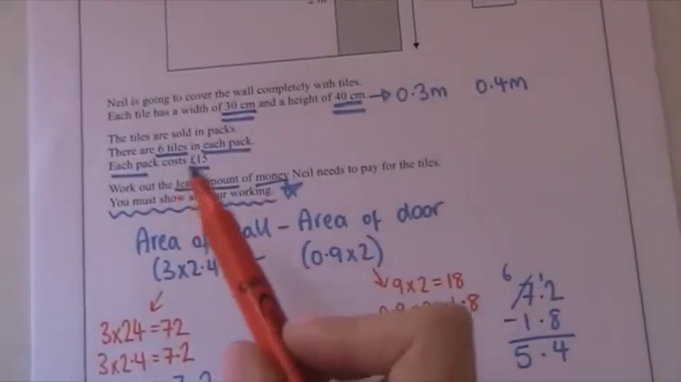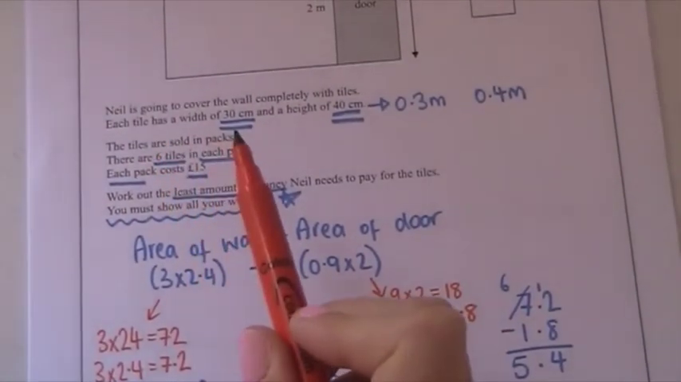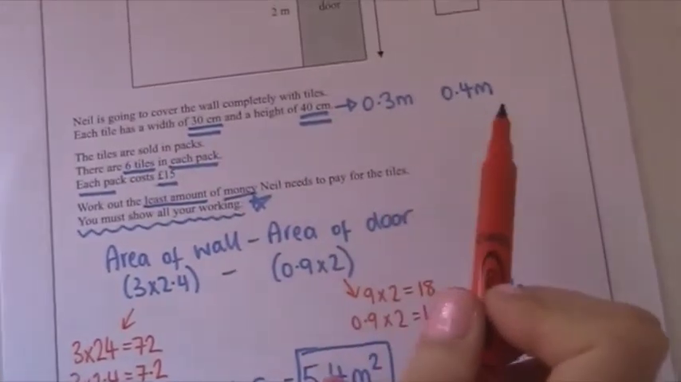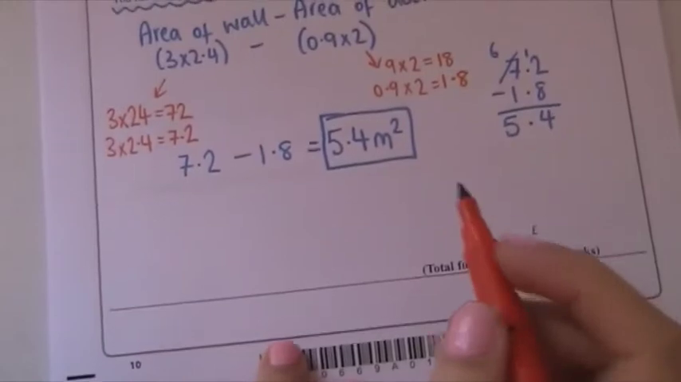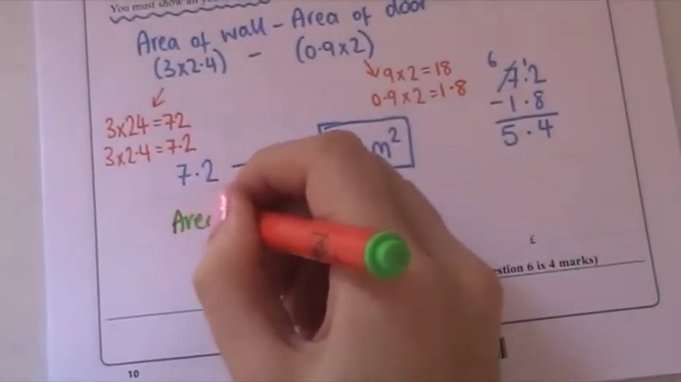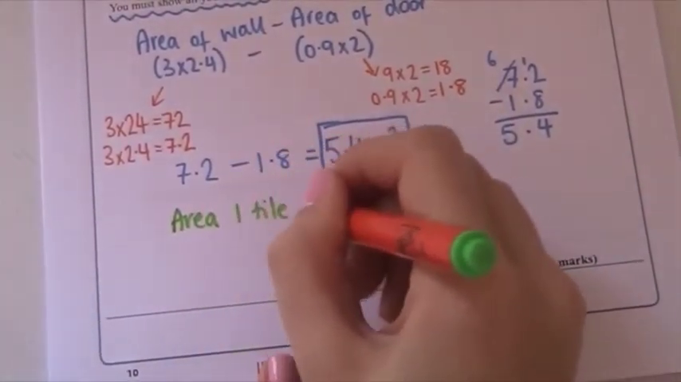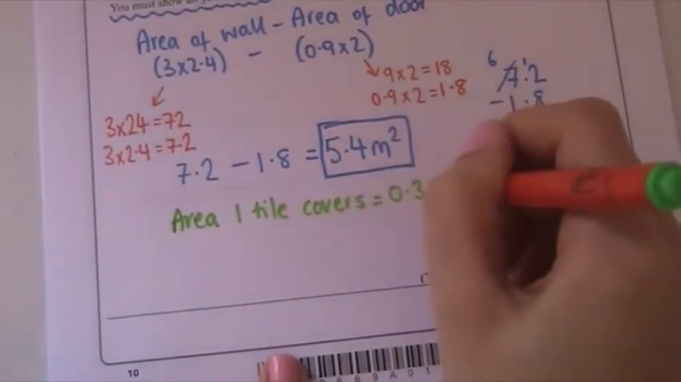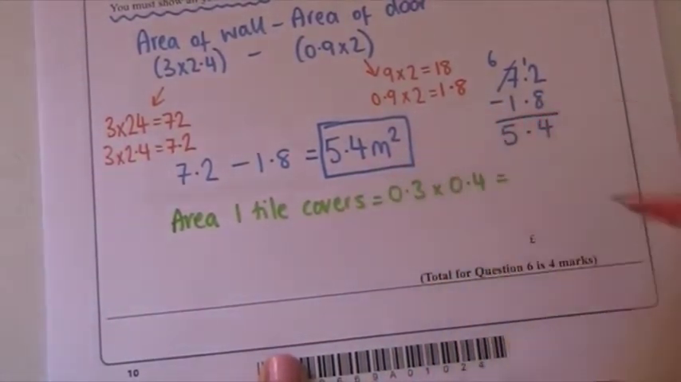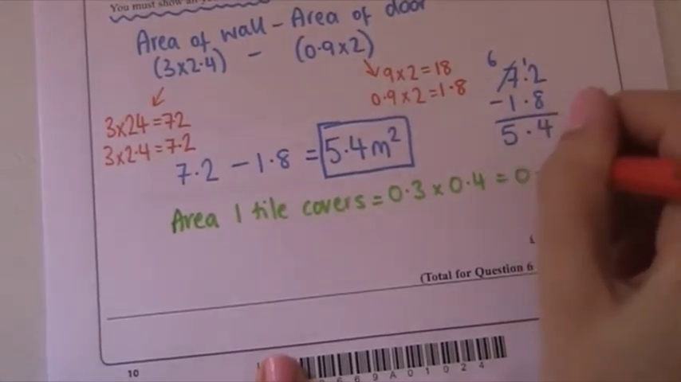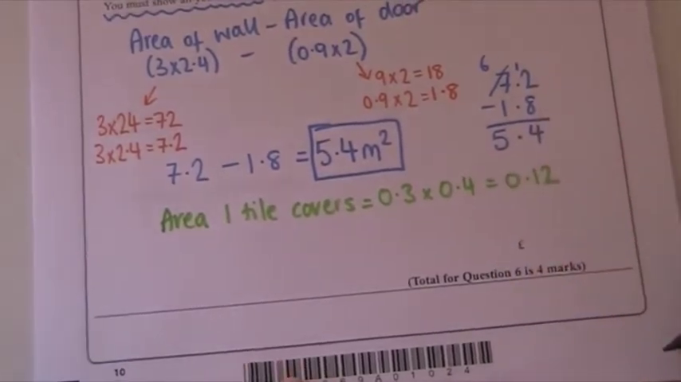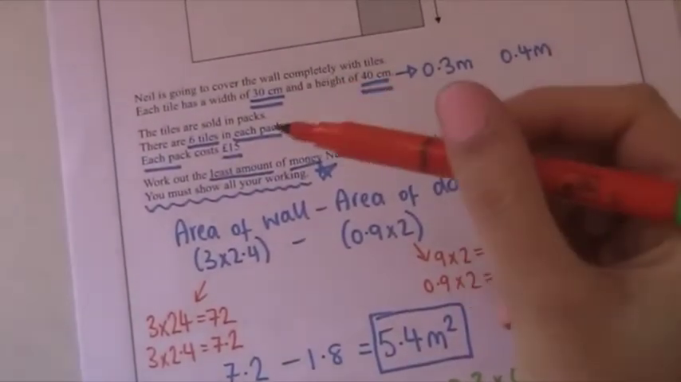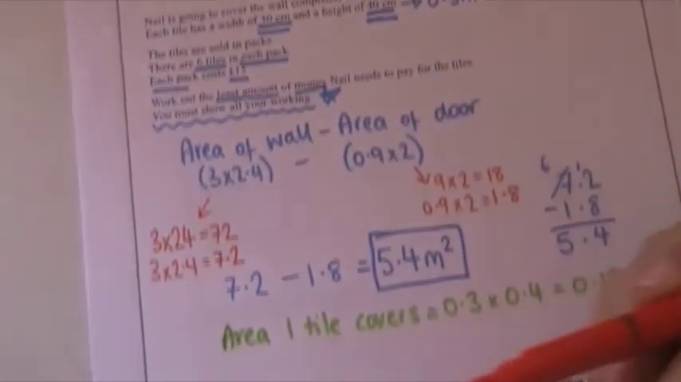Up above here it says that we're decorating it with tiles of width 30 centimetres or 0.3 metres, height 0.4 metres. So the area that one tile would cover will be 0.3 times 0.4, which would be 0.12. So they also say that they come in packs of 6, which we will deal with in 2 seconds.